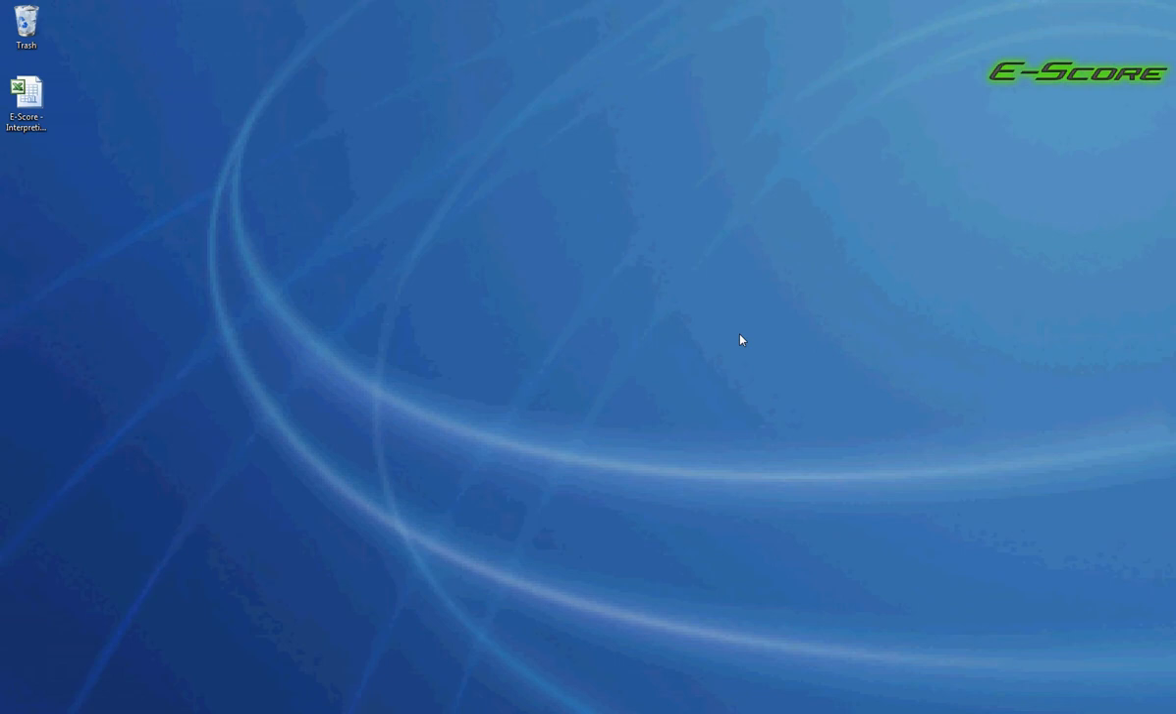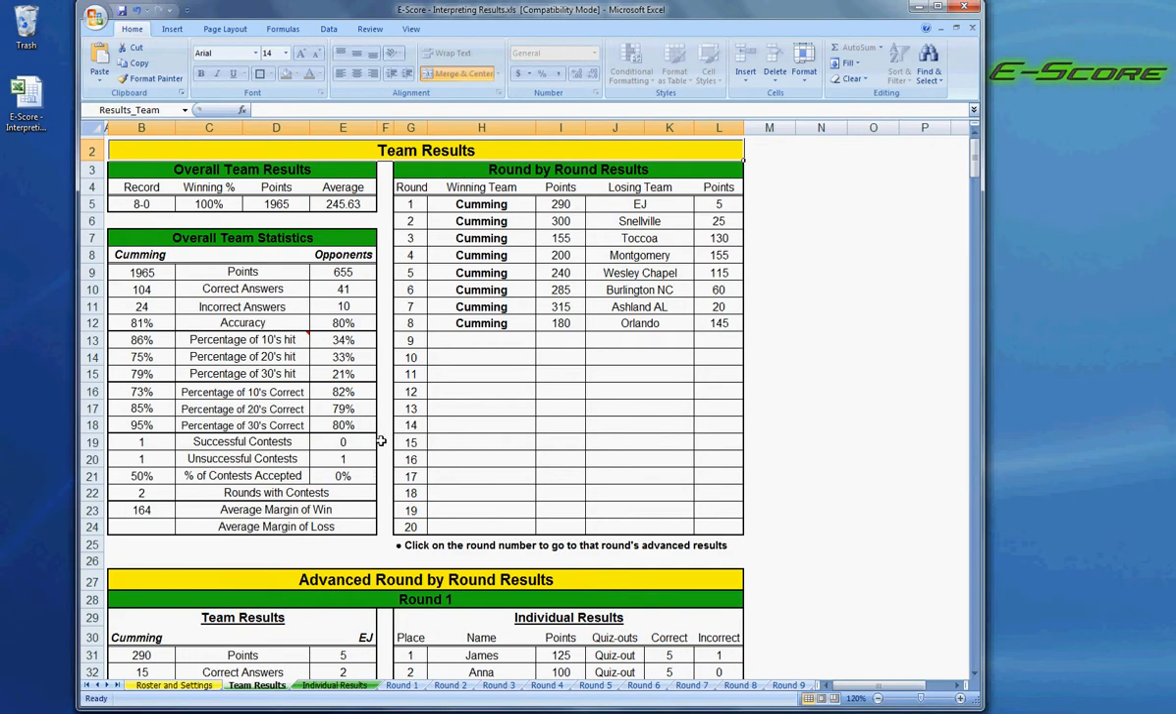I'm the creator and developer of eScore, and today I'll be going over how to interpret results. So you've quizzed all day, and you've got a page that looks like this, and you're saying, oh my goodness, what do I do with it? So let's just take it one piece at a time.